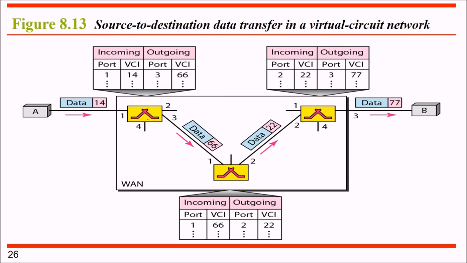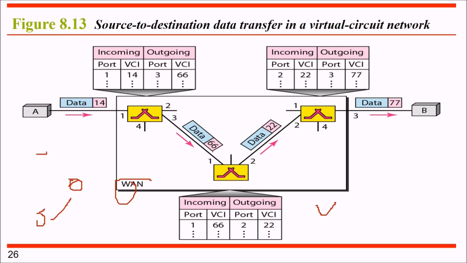This is the source to destination data transfer in a virtual circuit network. What is happening here is, from A to B, there is a certain destination. In between, you have a WAN, that is a wide area network. And you know, a wide area network may connect two systems, or two points, two nodes, even across two countries.